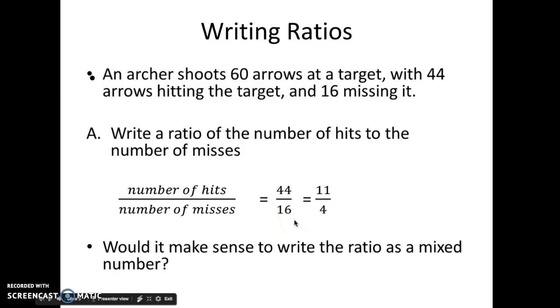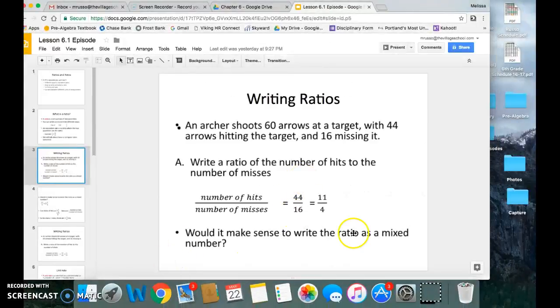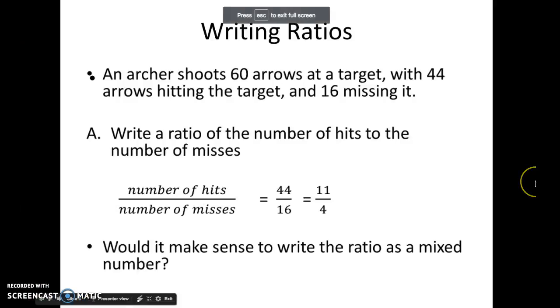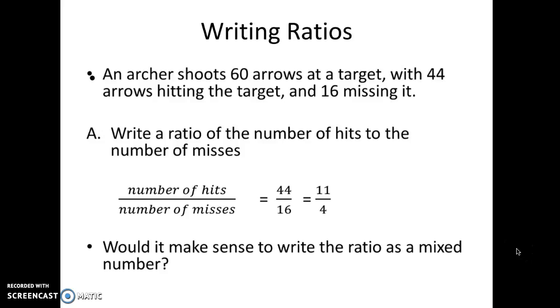And then if it asked to simplify, we would say, well, 44 and 16 are both even, so I know 2 is going to go into it. And I also know that I can then simplify it further to 11 over 4. Sorry, I was just making sure it was still recording. And so then my question says, would it make sense to write the ratio as a mixed number? Since 11/4 is improper, do you think it would make sense to compare these quantities using a mixed number?